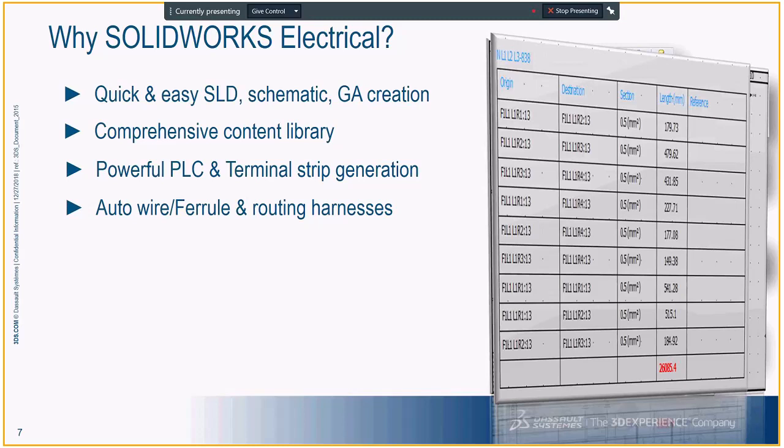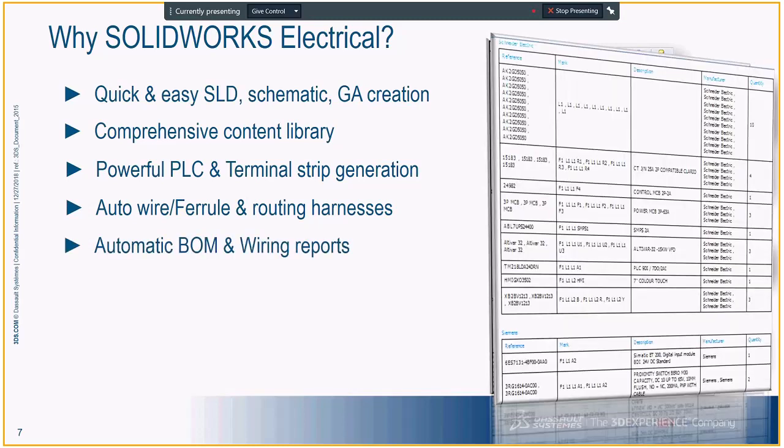Automatic wire and ferrule routing can be done using SOLIDWORKS Electrical, so we don't need to add any manual wire interpretation. The system won't allow the designer to add wires in duplication. Automatic bill of materials: once we have all the components configured and associated with the manufacturing part and all other details, and symbols have been configured, we can easily produce the automatic bill of material and wiring reports with a single click.